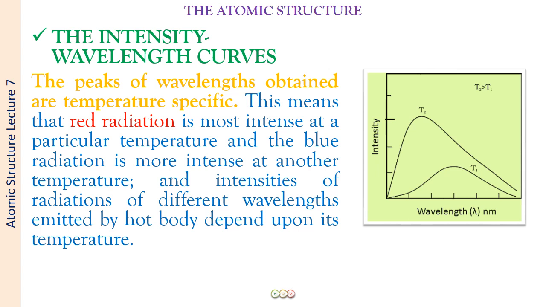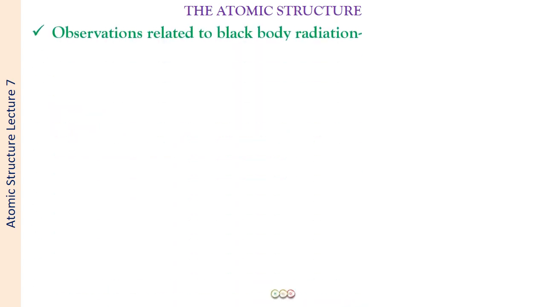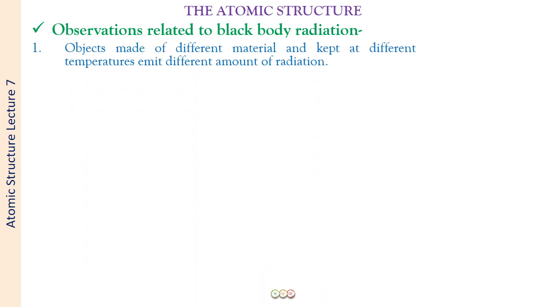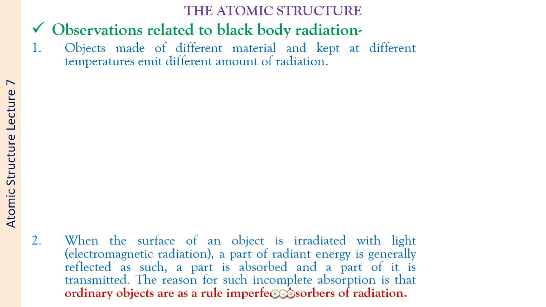And now this graph was found to be the same for all solid objects. Okay, so it was not dependent upon the nature of the material. So what are the observations now related to these radiations? We have that objects made of different materials, kept at different temperatures, emit different amounts of radiation, right? So for different materials the amount of radiation is different, and for different temperatures the amount of radiation is different.